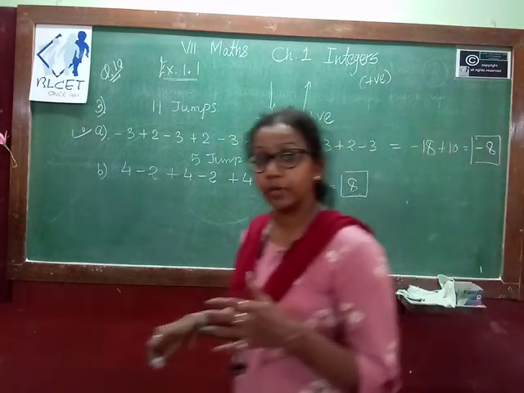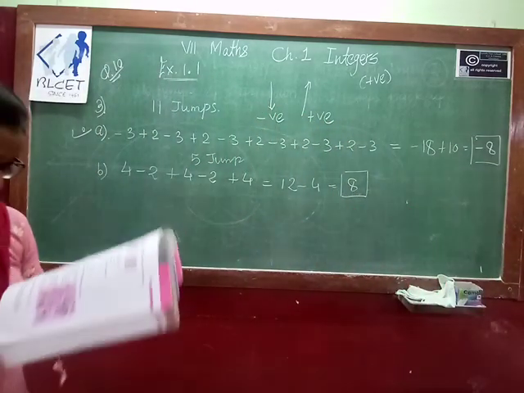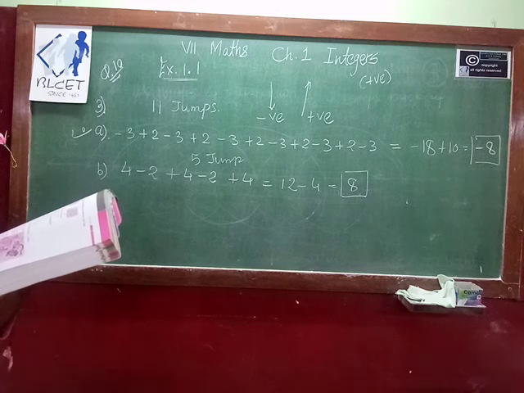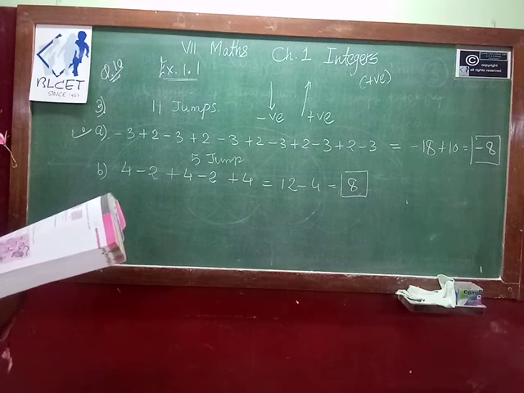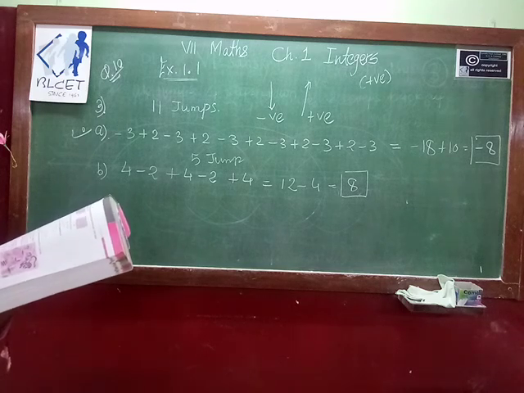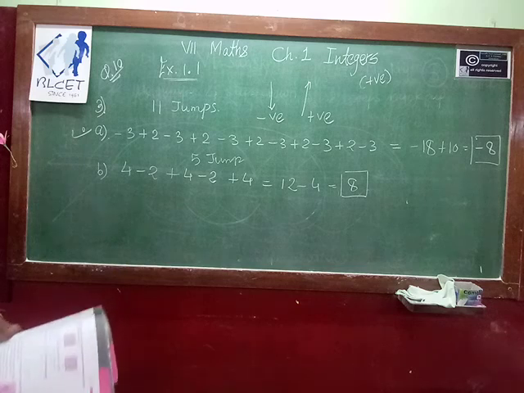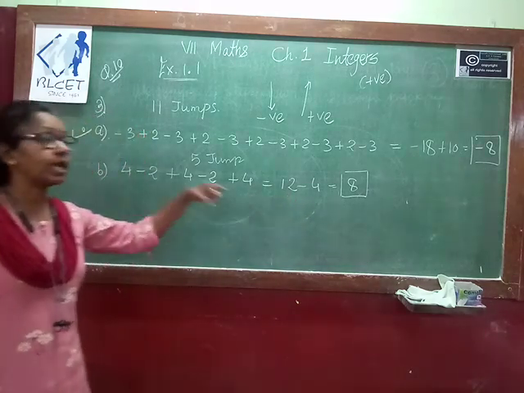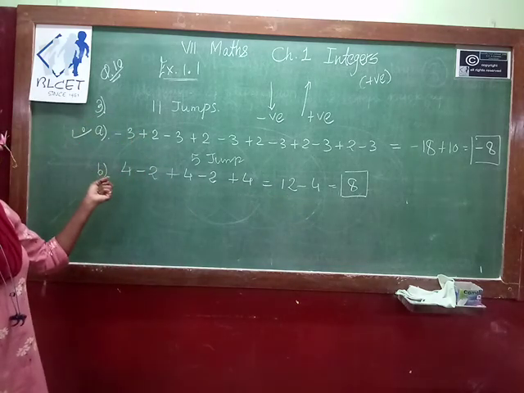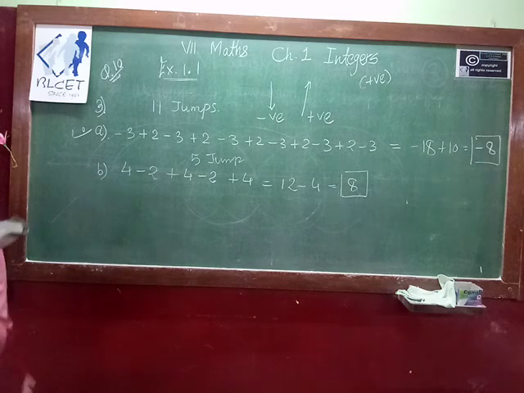So this plus 8, what does it represent? That the monkey is moving in the upward direction. So what will be the sum? In B, -8 represents going down by 8 steps and plus 8 represents going up by 8 steps. So this is the answer.